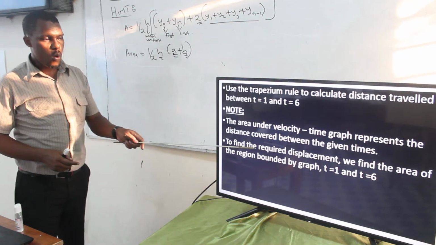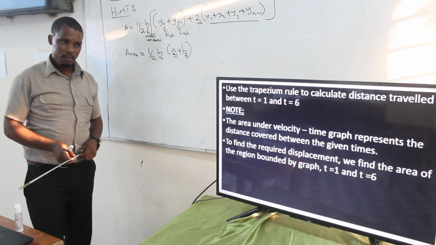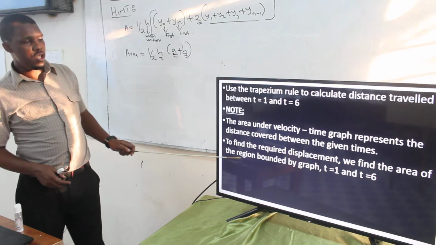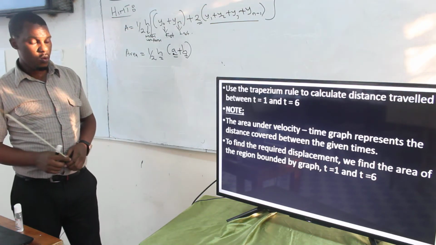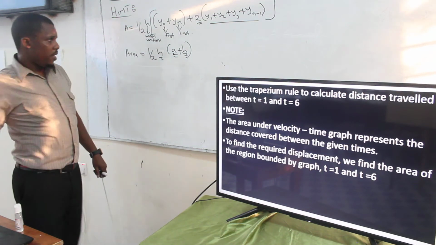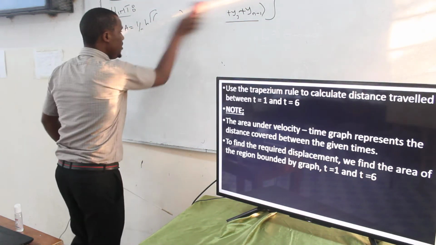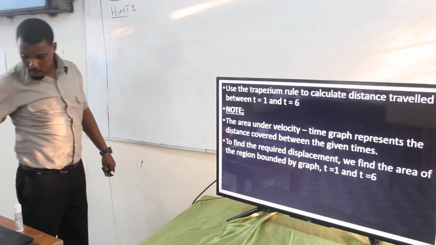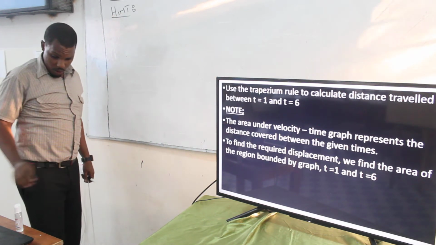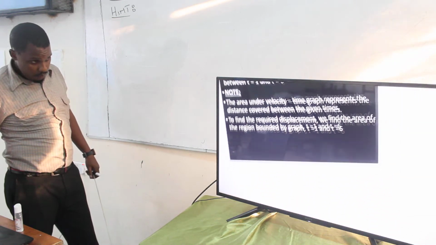Then to find the required displacement, we find the area of the region bounded by the graph, t equals 1 and t equals 6. So this is what I'm saying. If you try to sketch the information of the table we are given there, you can see what I'm talking about. Let me go back to the table.